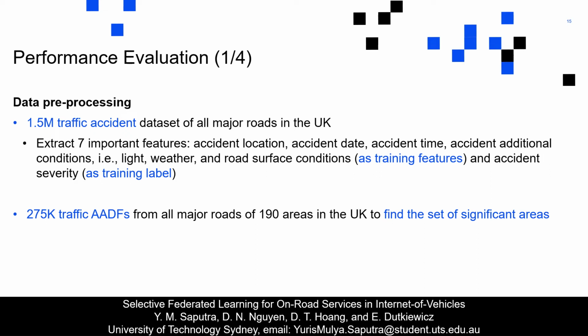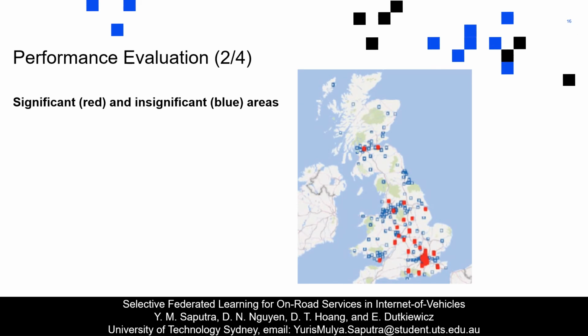We also used more than 200,000 traffic AADF records from 190 areas in the UK to find the set of significant areas. This map illustrates the significant red and insignificant blue areas. The red areas can be considered as the City of London, Manchester, Liverpool, Edinburgh, and Glasgow, while the insignificant blue areas will be the other areas with less vehicle traffic volume.